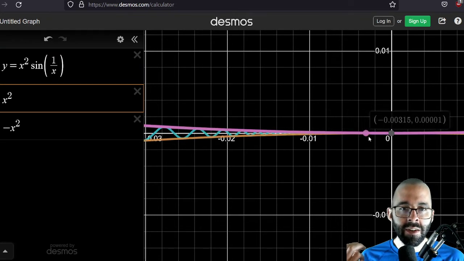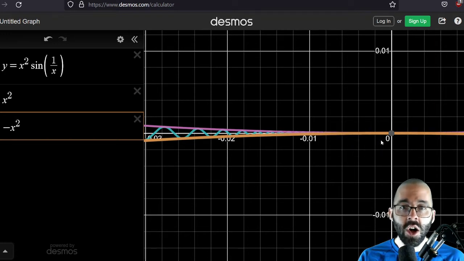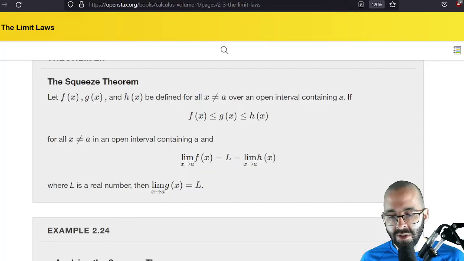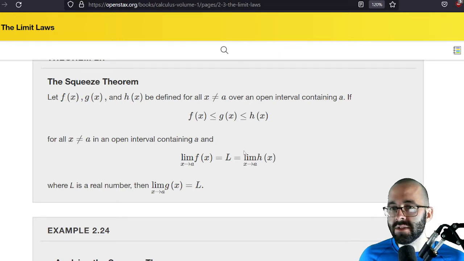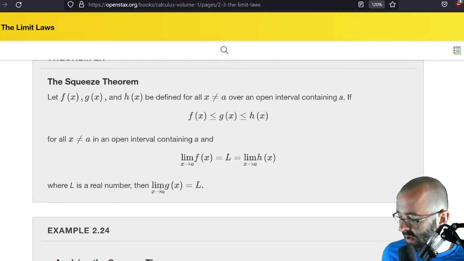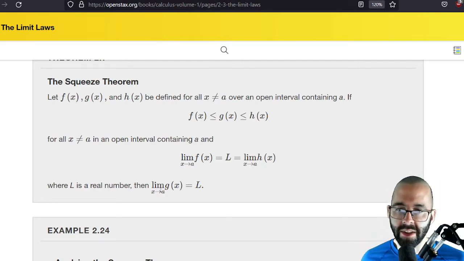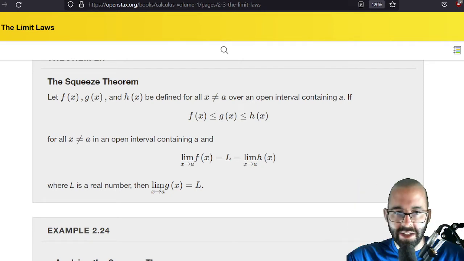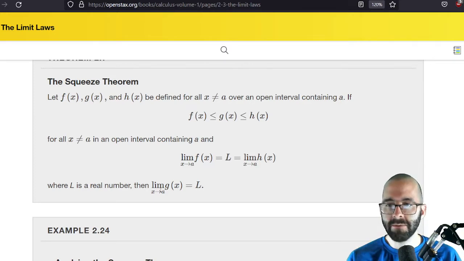As we get close to 0, pink goes to 0. As we get close to 0, orange also goes to 0. So the big and the small are both approaching 0. So this is working for our little example. And as long as this limit is a real number, then the limit of this middle one is also equal to the limit of the other ones. All right, so the limit of the outside functions is going to be the same as the limit of the inside function. It is getting squished together.